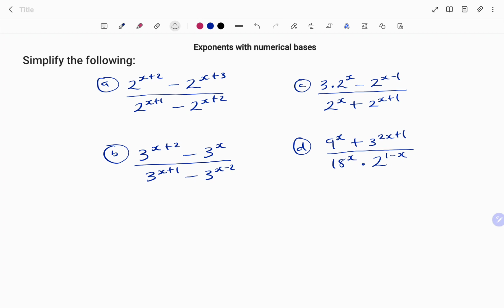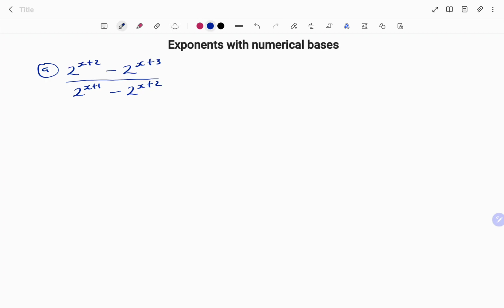In the first example, we have (2^(x+2) - 2^(x+3)) over (2^(x+1) - 2^(x+2)). In order to make it easy for us to look for a common factor for all our terms, we're going to be splitting up each one. For the first one, we have 2^x times 2 to the power of 2 minus 2^x times 2 to the power of 3, over 2^x times 2 to the power of 1 minus 2^x times 2 to the power of 2.